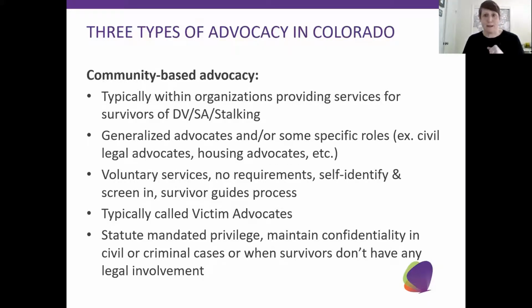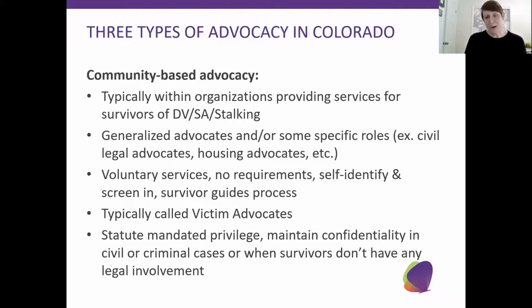So here's community-based advocacy. Usually community-based advocates are working with organizations providing services for survivors of domestic violence, sexual assault, stalking, even human trafficking. Sometimes they're generalized advocates. We typically call them victim advocates, but sometimes they might have a specific role. Maybe they're a civil legal advocate, maybe a housing advocate, or maybe an advocate who can do all of the things, which is also fine. So there's not any one right way to be a community-based advocate in whatever role.